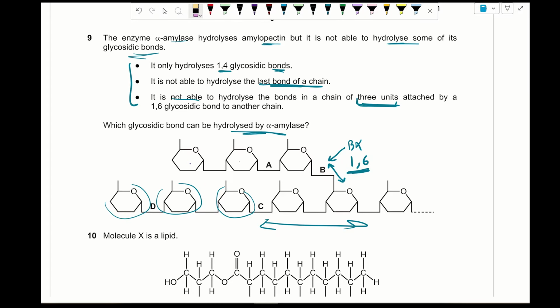It is not able to hydrolyze the last bond of a chain. So the last bond of a chain is D, therefore D is incorrect. So B and D are both incorrect. It is not able to hydrolyze the bonds of a chain of 3 units attached by 1 to 6 glycosidic bond to another chain. So this chain, we said it's a branch attached by 1 to 6 glycosidic bond to the main chain. Therefore, here it says not able to hydrolyze the bonds in a chain of 3 units, 1, 2, 3, attached by 1 to 6 glycosidic bond. Therefore, A is incorrect, and the answer is going to be C.